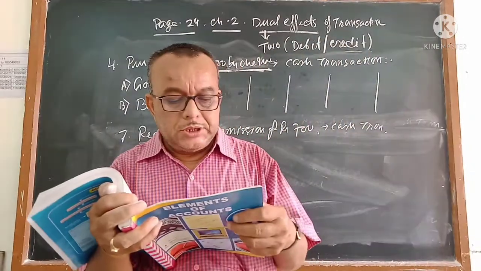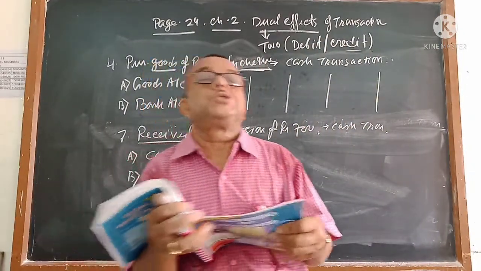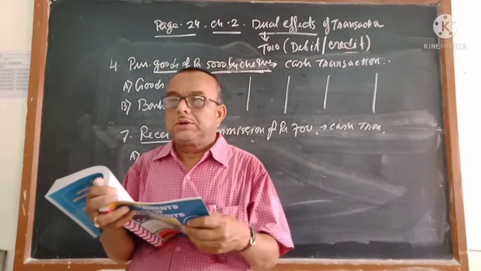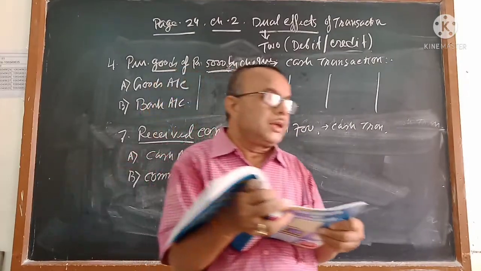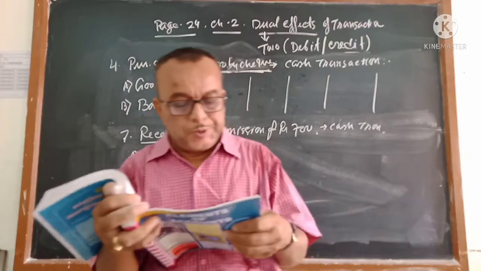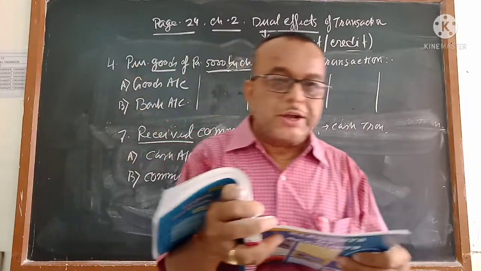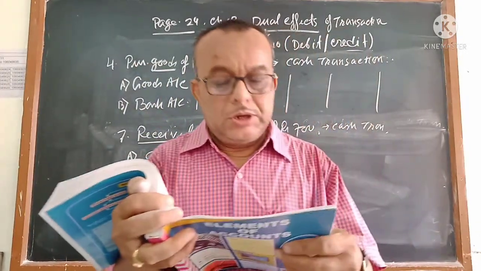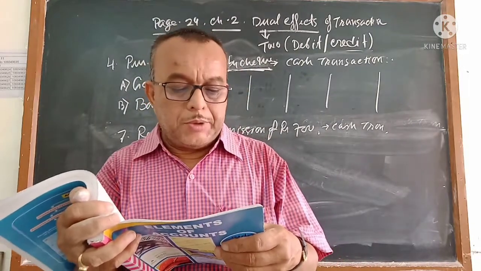Number 6, insurance premium paid of rupees 8000. Same like the previous one. In the previous one you paid salary, here you paid insurance premium. So this is also a cash transaction. One is cash account and the other is insurance premium account.